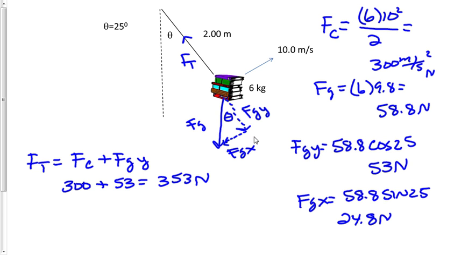Okay, now what about this force gravity x? Force gravity x is opposing the motion of these books going upwards. And again, we'll assume that there's no air resistance here for this. We want to calculate the acceleration of the books going this way, and that'll be the tangential acceleration. We just go back to Newton's second law, F equals ma. Our force is 24.8 newtons equals 6, which is the mass of the books, times a. And the acceleration is going to equal 4.1 meters per second squared.